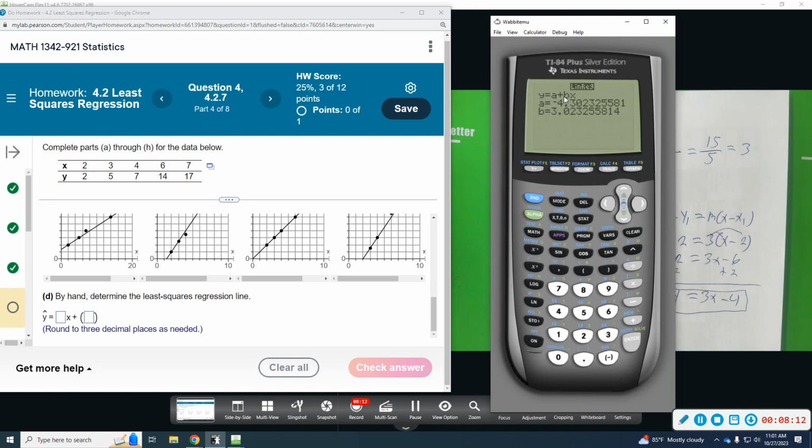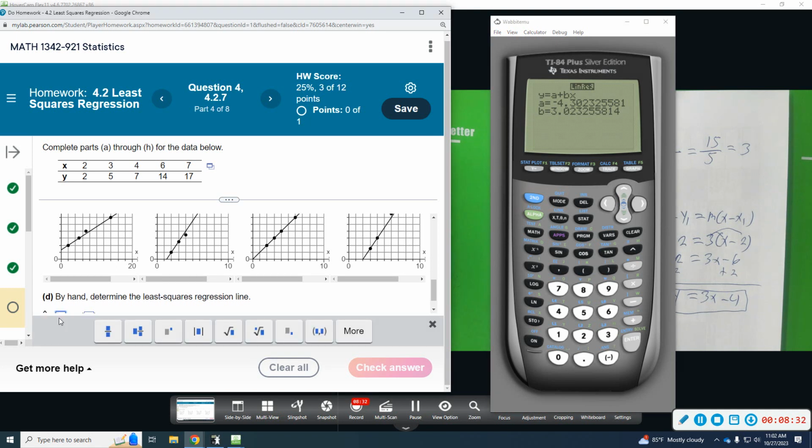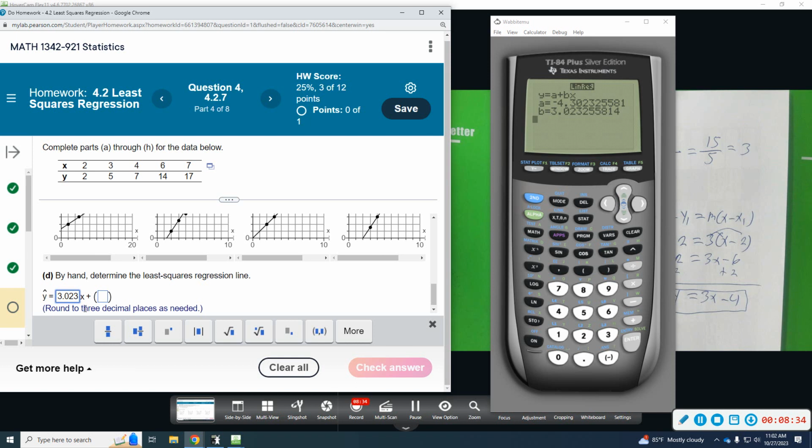It's different because it's A plus BX instead of BX plus A. And it's pretty close. It's 3.02 and negative 4.30. So round to 3 decimal places. So the slope is 3.023, and the y-intercept is going to be negative 4.302.